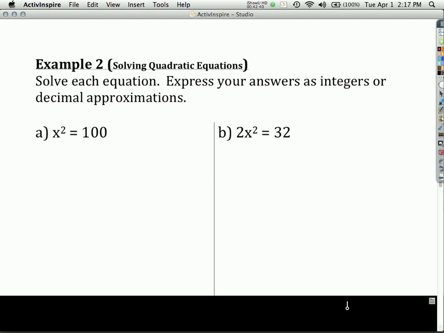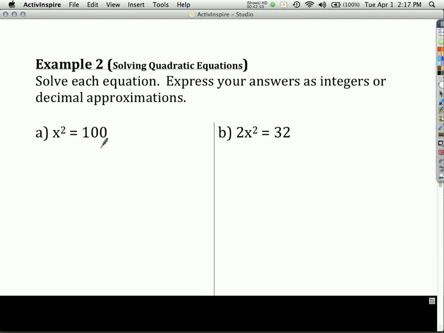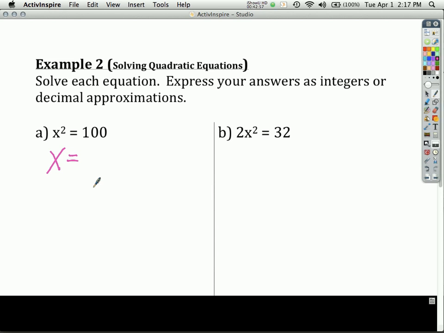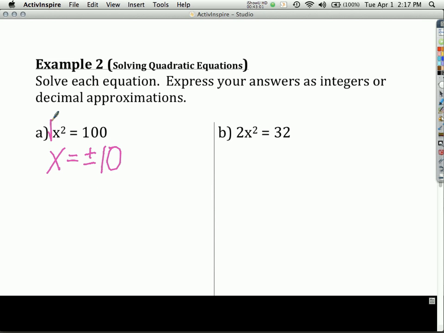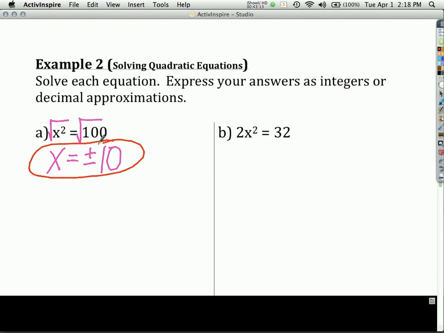X squared equals 100. There's nothing to do. What number times itself equals 100? John? X equals 10 or negative 10, and so we need to write that. And if you are being technical, then you will actually draw that out to demonstrate you know what's going on. And John was right. We get positive 10 and negative 10.